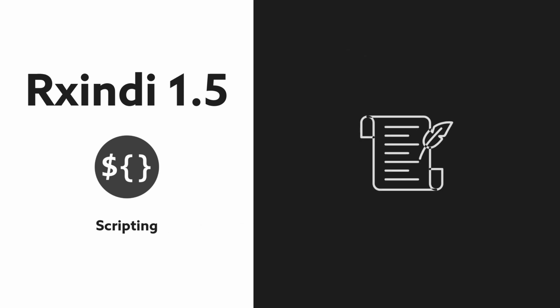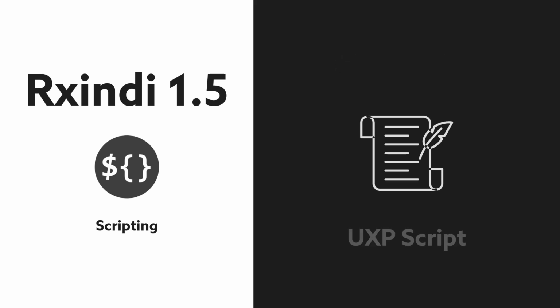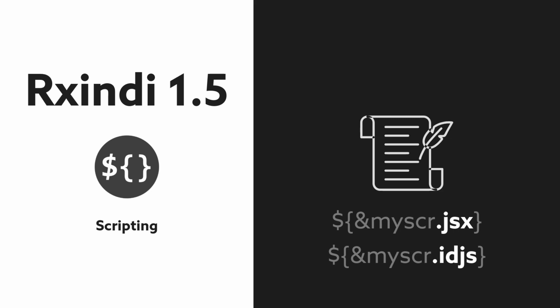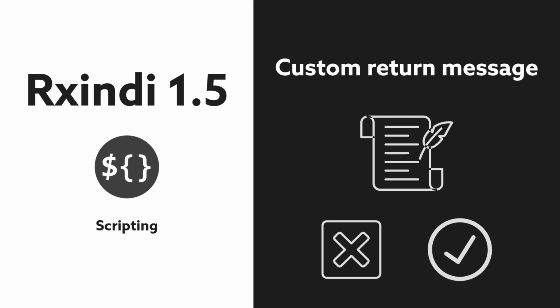The biggest changes and additions in this release relate to scripting. Scripts for the Rxindi script statement can now also be written using the newer UXP scripting language. To specify the type of a script file, you can simply include its extension in the script name. Scripts can now return a custom message on failure or success, which can be useful for debugging or tracing.